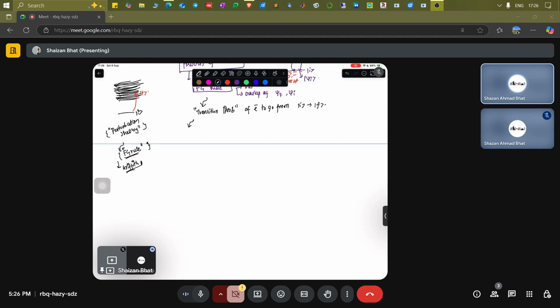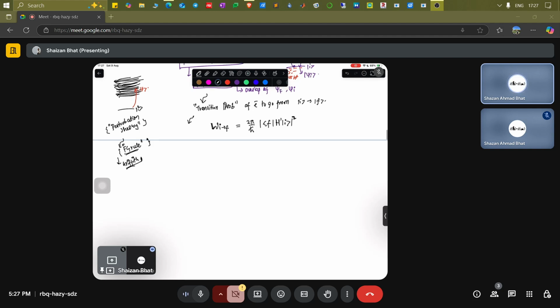As per this rule, the transition probability of going from the initial state to the final state is equivalent to some constant, 2 pi by h bar, let's not worry about it, times the final state, Hamiltonian, initial state, mod squared, times g of E. This is the Fermi golden rule. Now here the unknown quantity is this, which is something called the matrix element. Why it's called a matrix element, we will see soon.